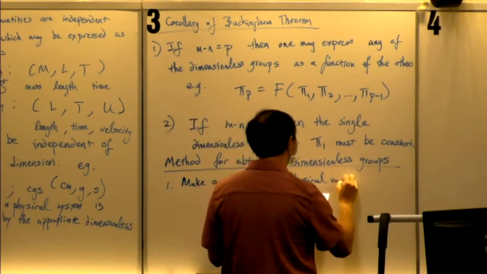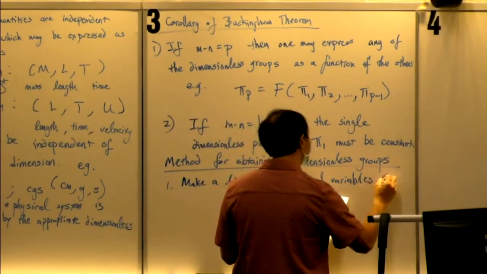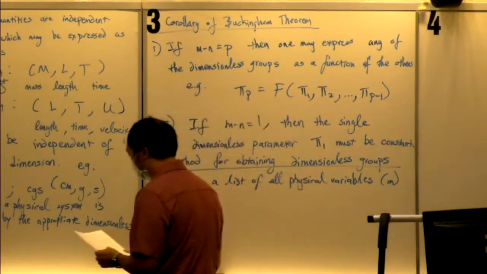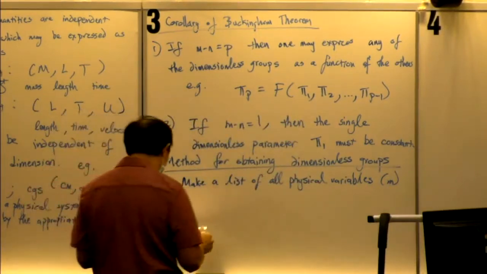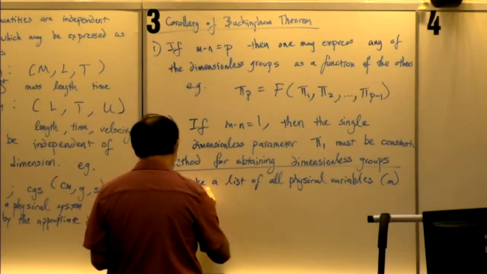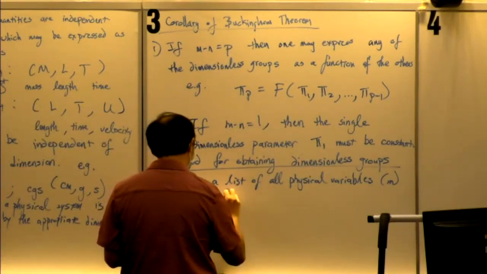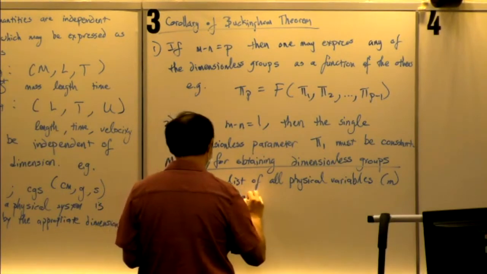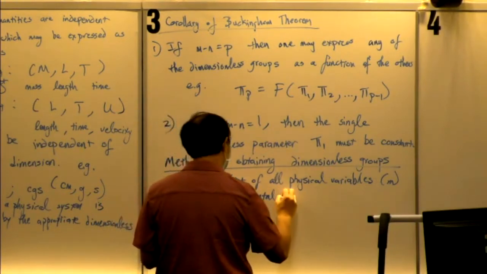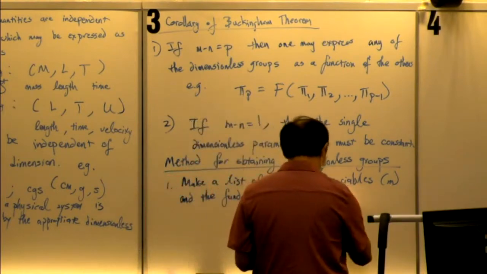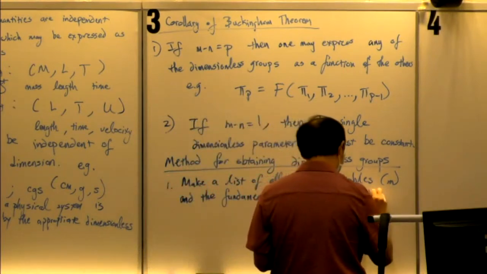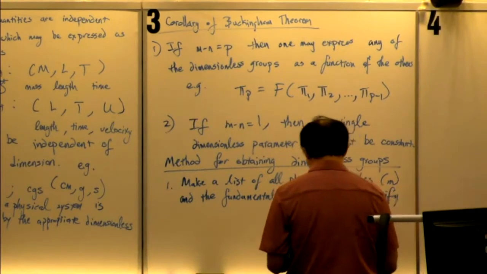So you just have to be organized. Make a list of all the physical variables in the problem, and there's going to be m of them, m as in Mary, and their fundamental units. Like I said, it'll be mass, length, or time as a fundamental unit. And we're going to have n, as in Nancy, of those.